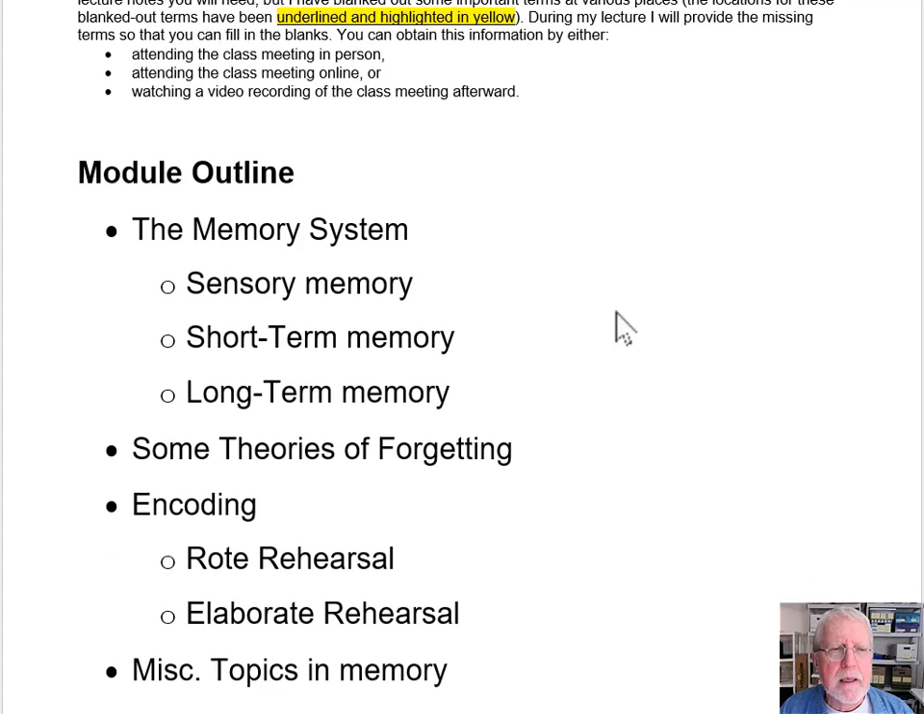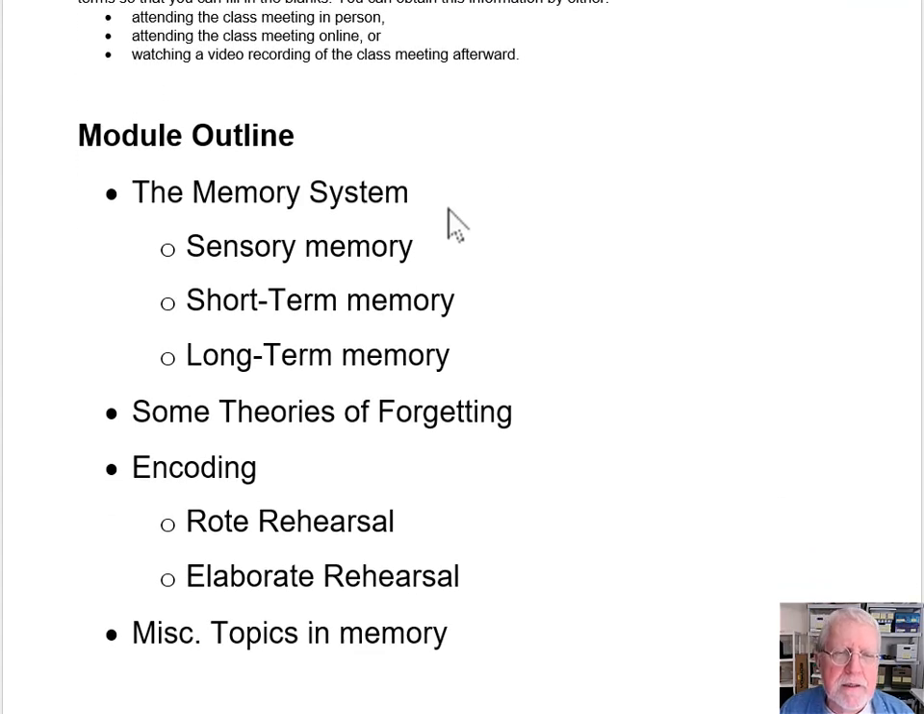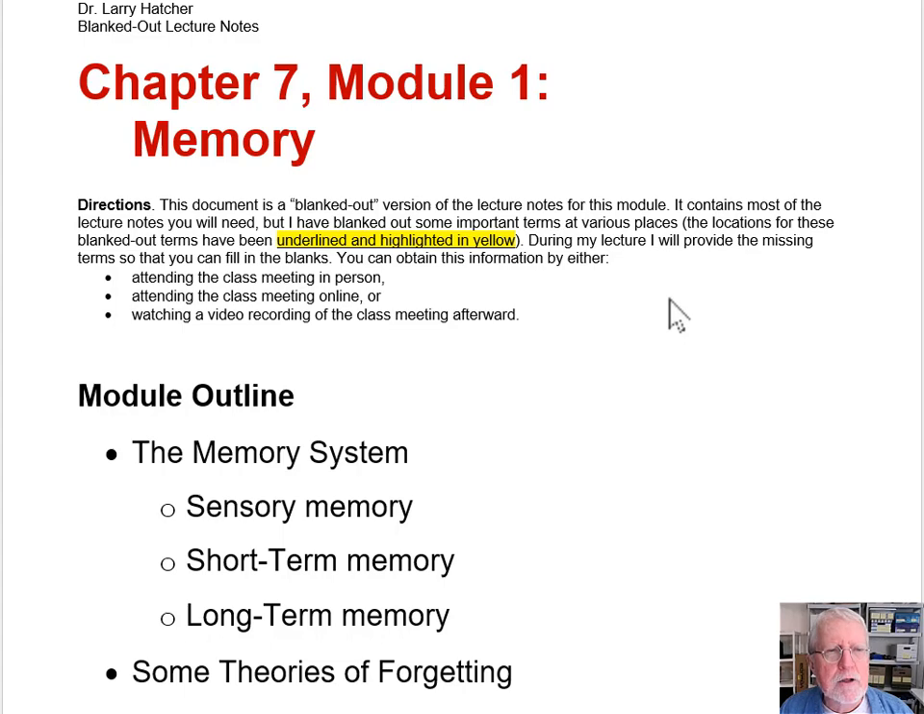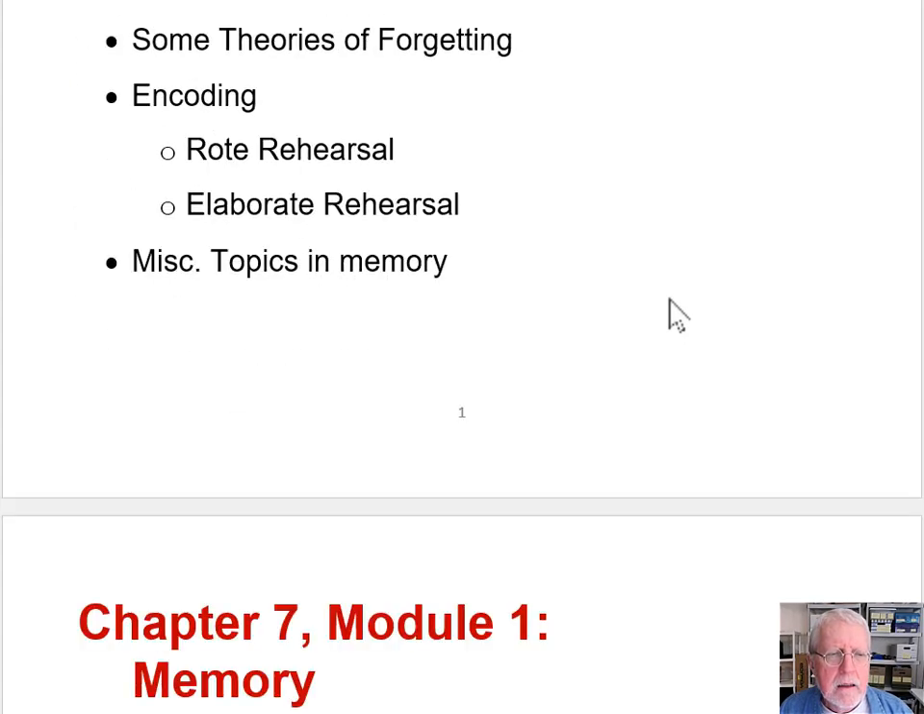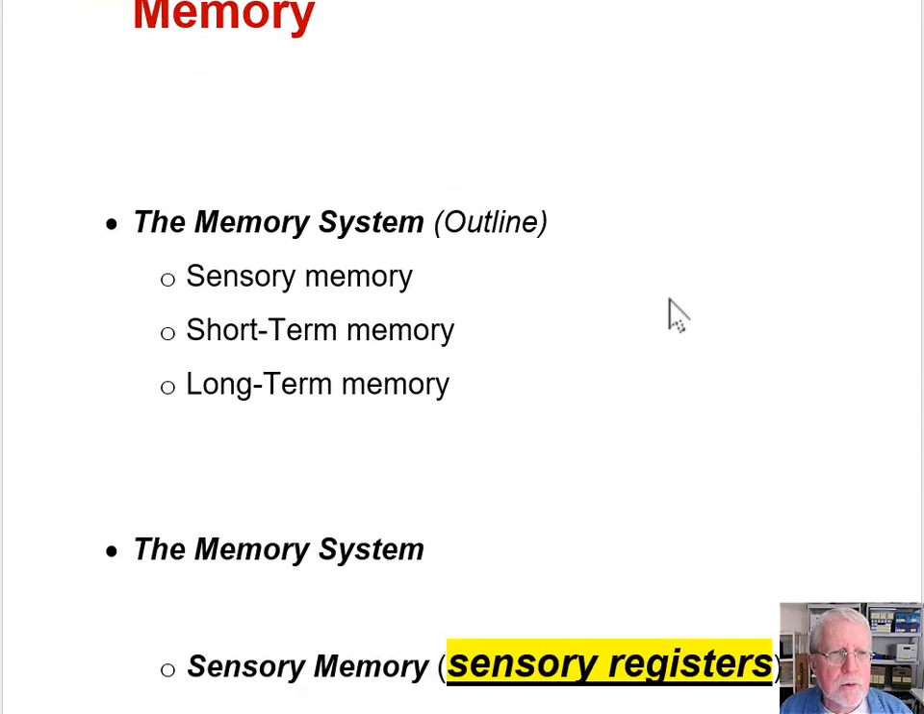Our outline will begin with the three-part memory system, which divides memory into sensory memory, short-term memory, and long-term memory. I'll say a few things about some theories of forgetting. That's likely to be about as far as we get in this part of the lecture. In a later lecture, I'll pick up with the topics of encoding and miscellaneous topics in memory. So, in my lecture notes that are headed Chapter 7, Module 1, Memory, let's go to page 2.